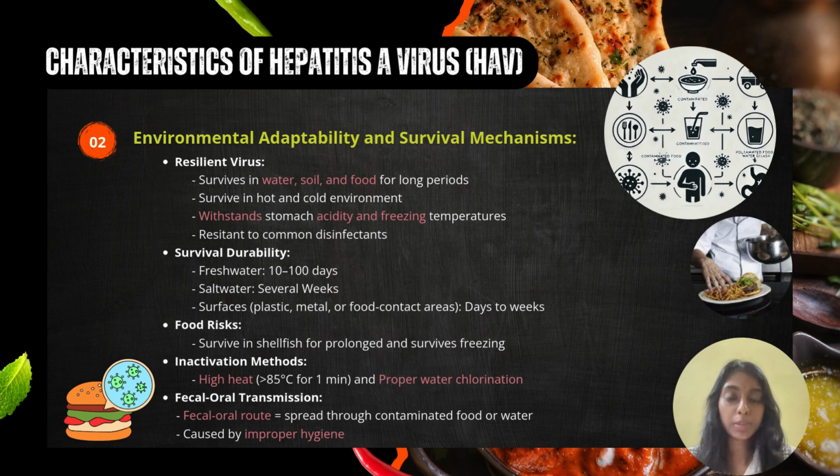The main mode of transmission is the fecal-oral route. It is typically spread through contaminated food or water, often linked to poor hygiene, like not washing hands after restroom use, leading to contaminated food or water. In summary, HAV is resilient in harsh environments, and its ability to spread through contaminated food and water makes it a critical pathogen in food safety.